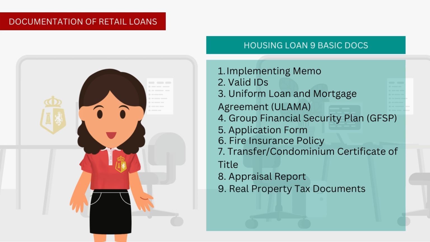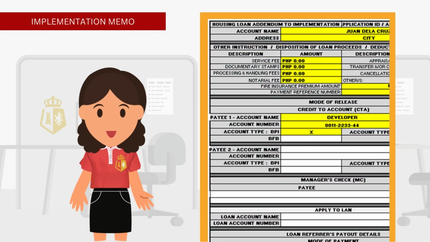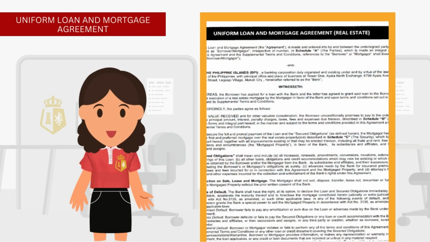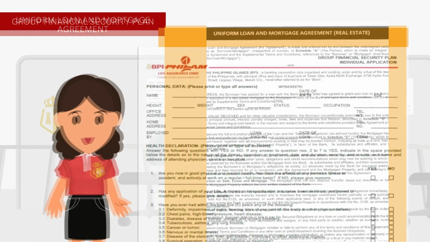Let's take an overview of each document. Implementing Memo includes the account details, charges collected from clients, and mode of release instruction. Valid IDs as proof of borrower's identity. Uniform Loan and Mortgage Agreement is a new form that replaces the Mortgage Loan Agreement or the MLA. This combines the Promissory Note, General Loan Agreement, and Mortgage Agreement.